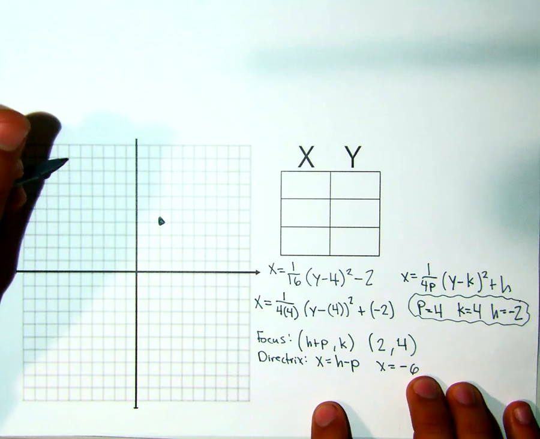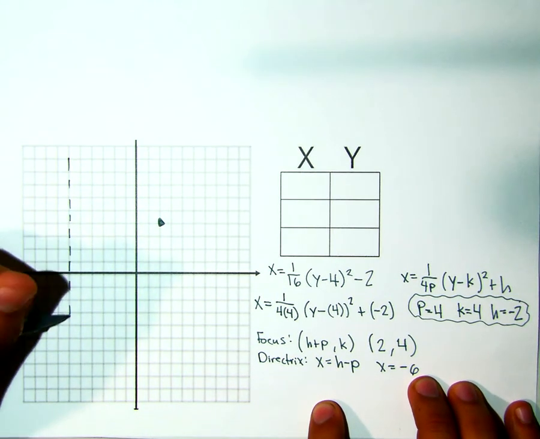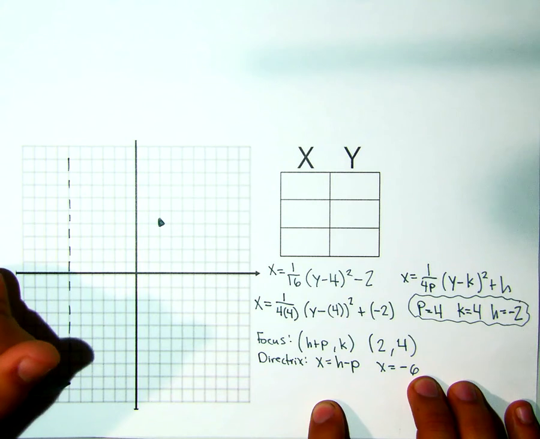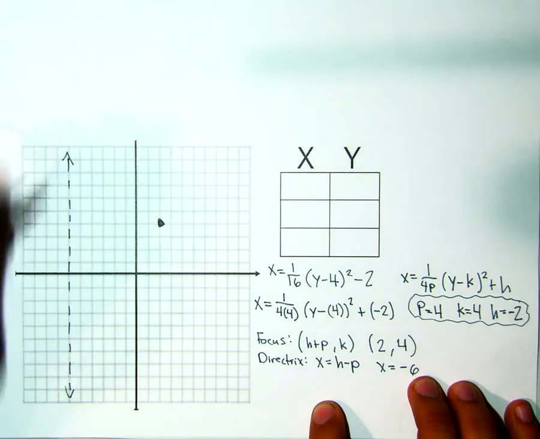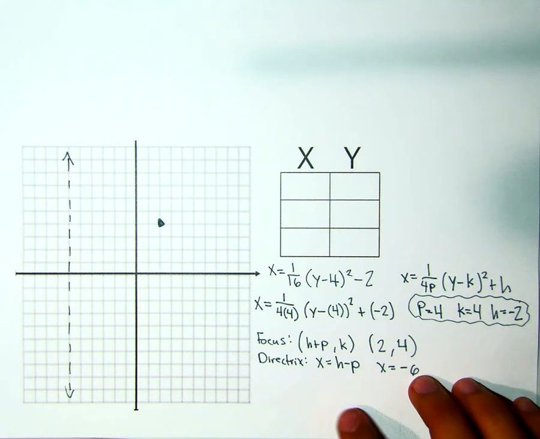Hey guys, we got to remember this stuff. Got to remember that x equals a constant is vertical. Y equals a constant is horizontal. So that's what our line will look like. You graph that.